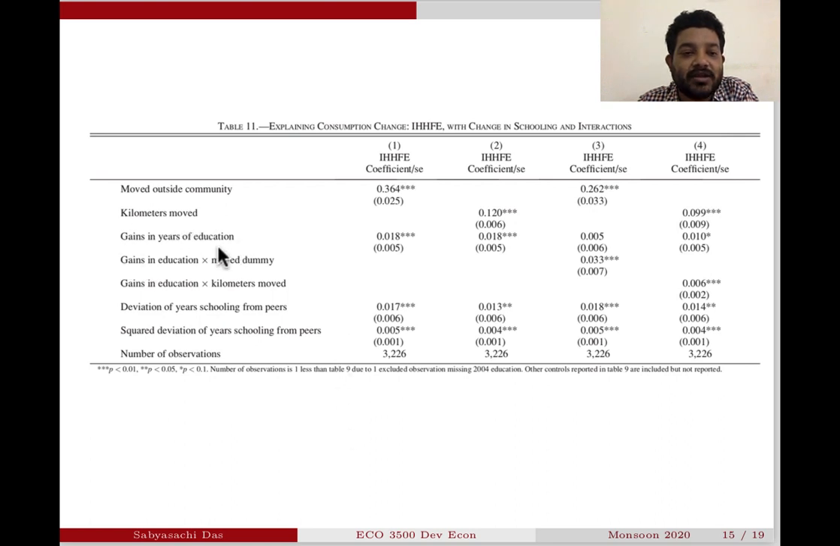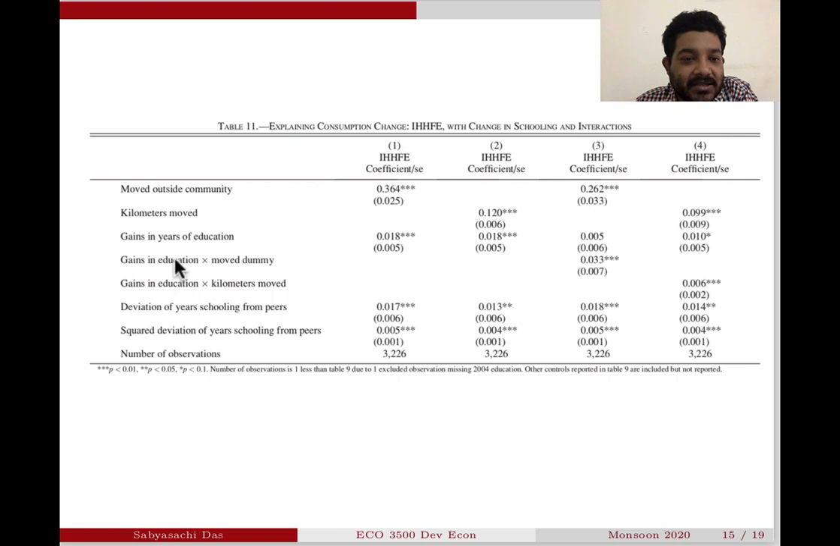Here they are checking whether the people who gain a larger number of years in education during this 1990s to 2004 period, those whose education increases more, are the ones who are systematically moving and gaining from migration. So they include gains in years of education on log consumption growth, and what they find is that this is of course positively correlated with consumption, both on average across migrants and non-migrants. So if you gain more education, your consumption growth is higher.